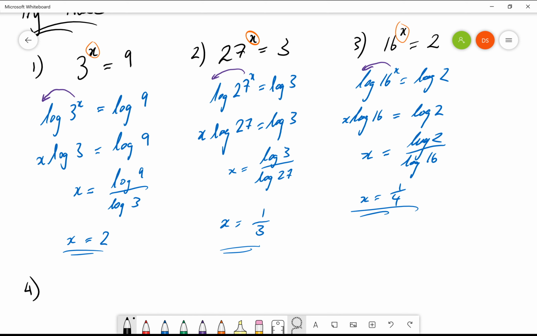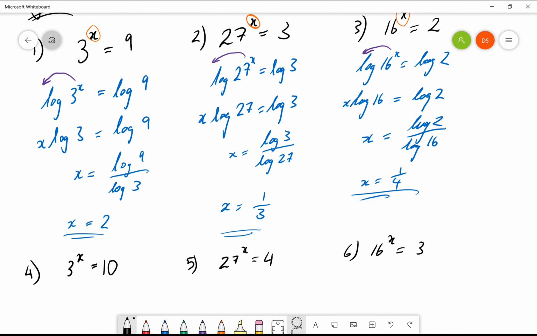Question 4. And so this is 3 to the x is equal to 10 now. Okay, question 5. 27 to the x is equal to 4. And question 6. 16 to the x is equal to 3. Okay, I've just changed the numbers a little bit.